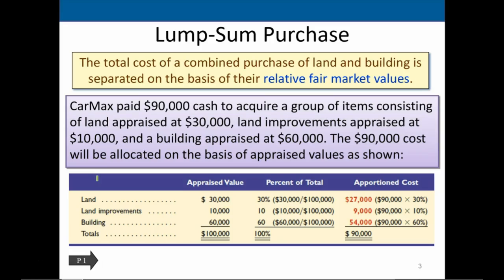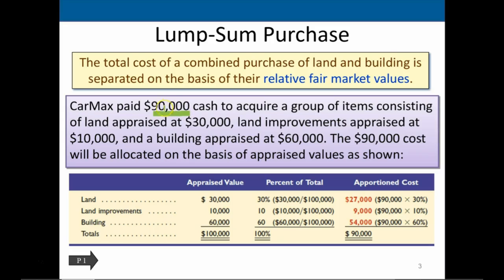So for example, CarMax paid $90,000 cash to acquire a group of items consisting of land appraised at 30. So when we pay for it, we bought $90,000, and it has land involved in it and a building and some other items here. And notice when we buy land in a building, again, it's not going to say in the purchase price, this is how much you bought the land for, and this is how much you bought the building for. We could have an appraisal in order to figure that out, is one way that we can do this. The appraisal may not tie out to the purchase price exactly every time.